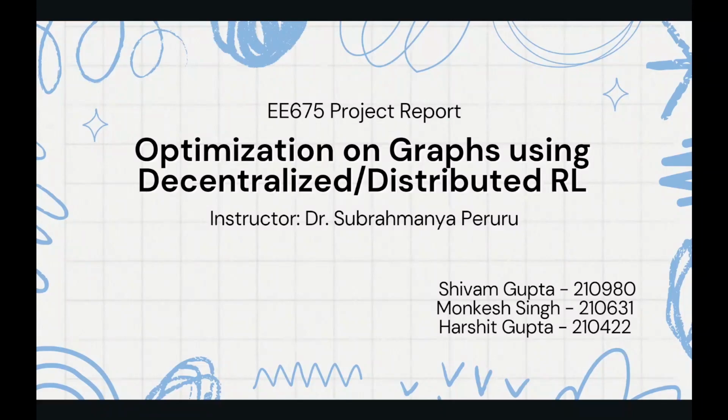Hello everyone. Today we are here to discuss the topic optimization on graphs using decentralized reinforcement learning. We are a group of three people: Shivam Gupta, myself Monkesh Singh, and Harshit Gupta.